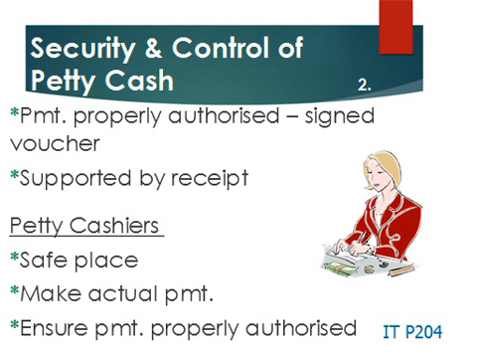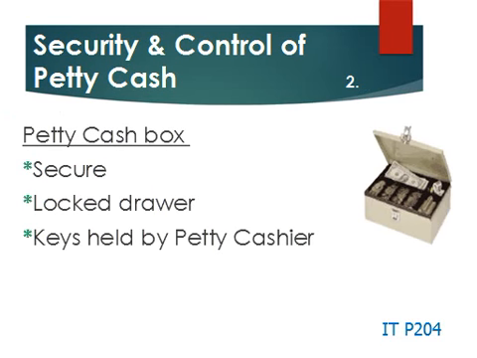That person is responsible for making sure that the petty cash is in a safe place, for making the actual payments, and for making sure that the payments are properly authorized. The petty cash is usually kept in a locked box, called the petty cash box. It needs to be secure and kept in a locked drawer. The keys to the petty cash box and the locked drawer should be held by the petty cashier.